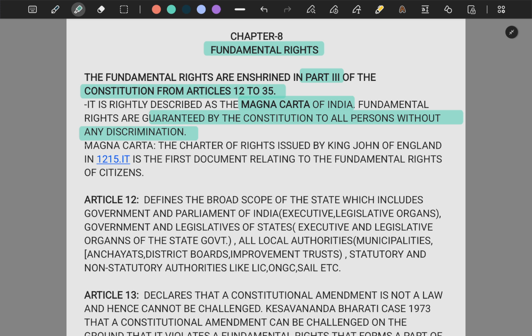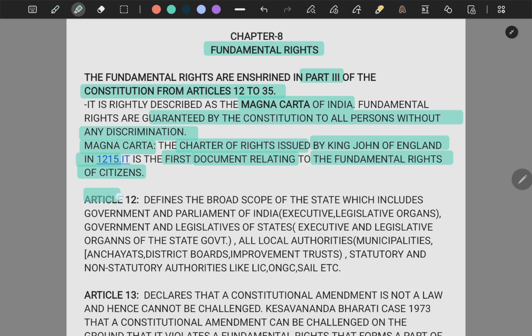So, what is Magna Carta? It's a Charter of Rights, which was issued by King John of England in 1215. Just think, in 1215, the king was issuing a Charter of Rights, the first document which writes that the fundamental rights of citizens are very important, and he's considering it. That's why he mentioned it in his book. That's why we say fundamental rights is also the Magna Carta of India.